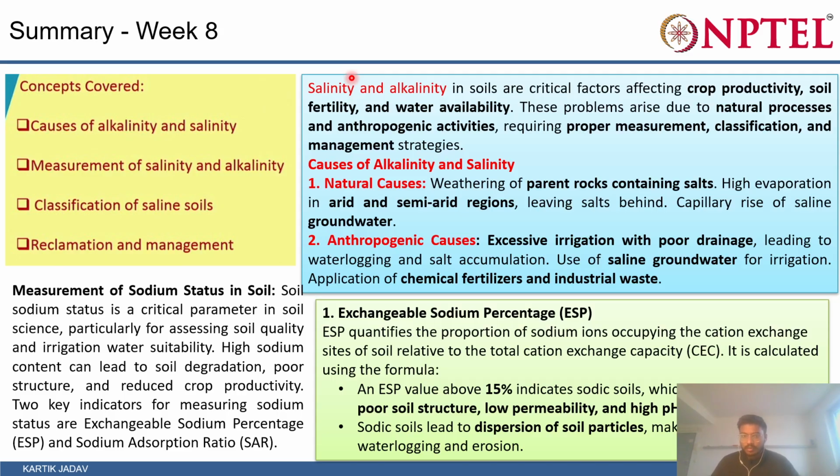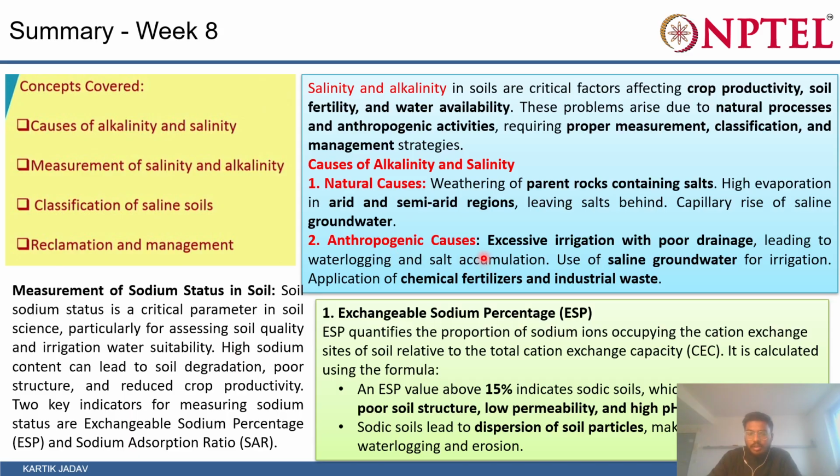Natural causes of alkalinity and salinity include weathering of parent rock containing salts, and high evaporation in arid and semi-arid regions that leaves salts behind in the soil, if there is a high capillary rise, or if we are irrigating with salt affected irrigation water.